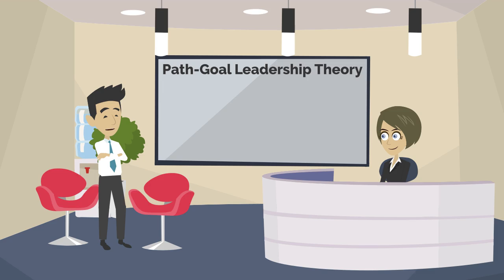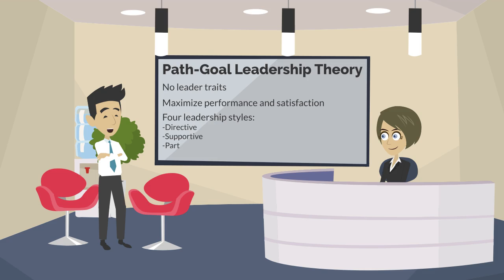Developed in the 1970s by Robert House, the path-goal leadership theory was unique at the time in that it did not account for leadership traits or styles inherent in the manager. Based on this theory, the manager is expected to utilize the best style that leads to the best performance and the most satisfied employees. There are 4 leadership styles to help managers attain this: directive, supportive, participative, and achievement-oriented.